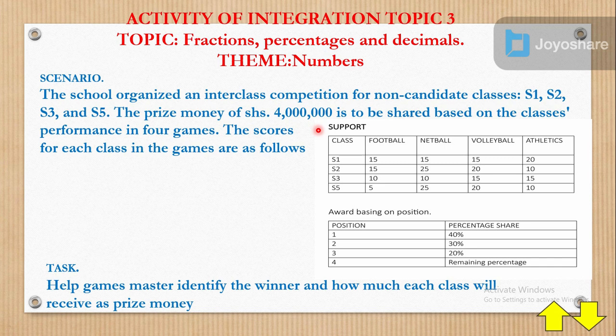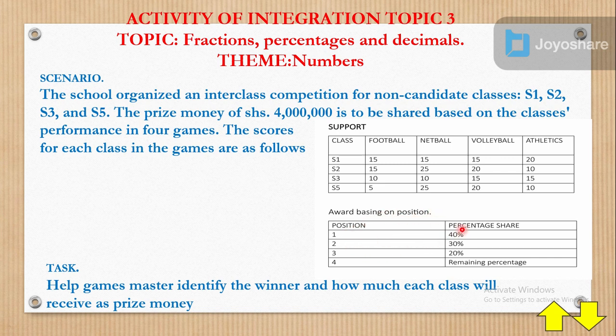Oh, this is a big school then. It is to be shared based on the classes' performance in 4 games. So here I think a class which wins will share the 4 million Uganda shillings. Okay, the scores for each class in the games are as follows. We have the classes Senior 1, Senior 2, Senior 3, and Senior 5. Football, these are the points they got. And now the award basing on position.